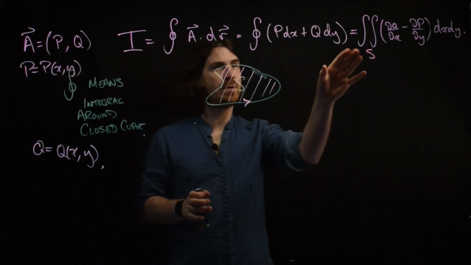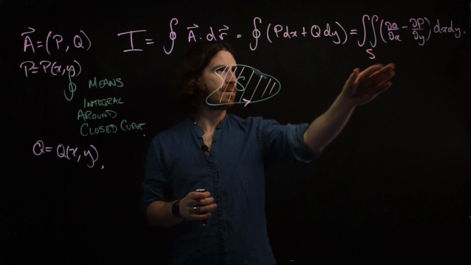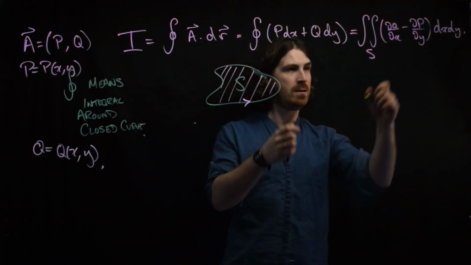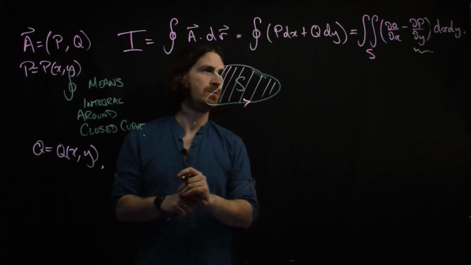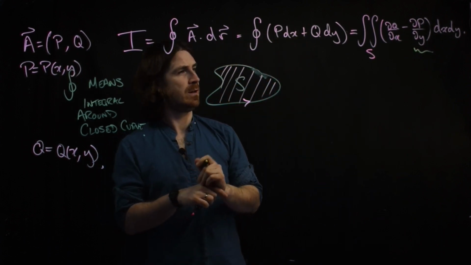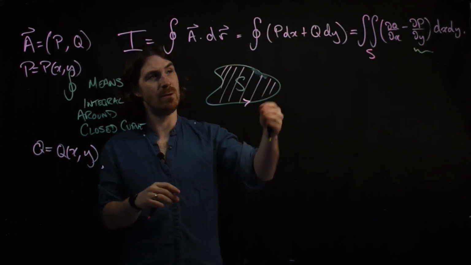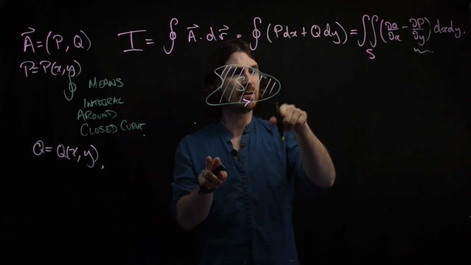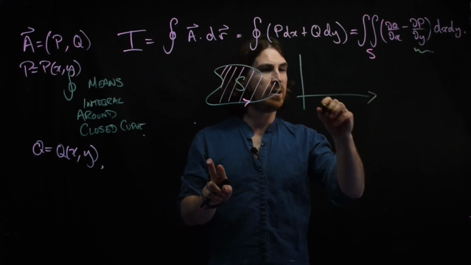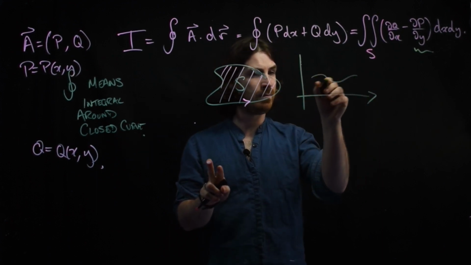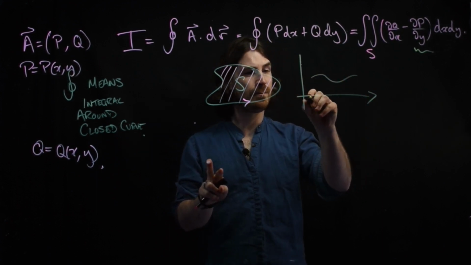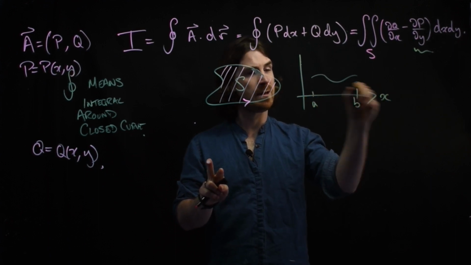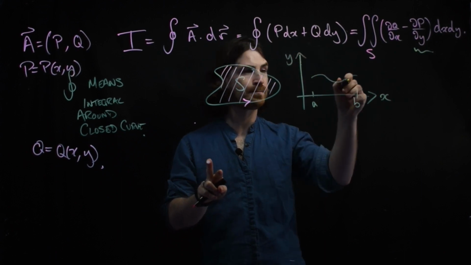So let's try and prove this. Let's think about the right hand side, and let's just think about the dP by dy term first. So just think about P first, and then we'll get a result that equally applies to Q. But let's think about a different region than this one. Let's think about a region that takes some values of y, that goes between x equals a and x equals b. So this is the x-axis, this is the y-axis.